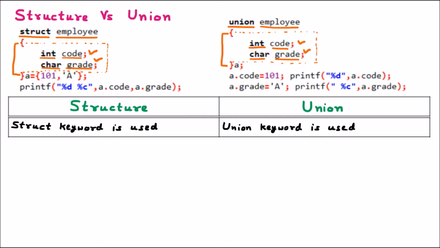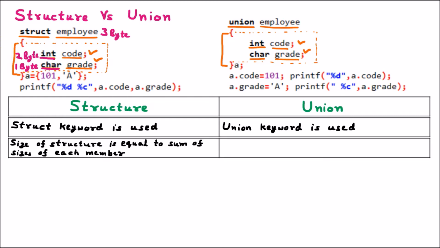That means their syntax is the same, but their sizes are different. We know that inside the structure we have int, and that int is of 2 bytes. And the second element is the character, and a character is of 1 byte. So the size of a structure is equal to the sum of the sizes of its elements. That means 2 plus 1. So here the size of the structure is 3 bytes, that is, the sum of the sizes of each member.